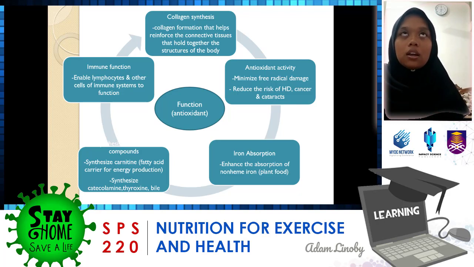First is collagen synthesis. Collagen formation helps reinforce connective tissue that holds together the structure of the body. Second is antioxidant activity. It minimizes free radical damage. It can reduce the risk of heart disease, cancer and cataracts. Third is iron absorption. It can enhance the absorption of non-heme iron from plant food.